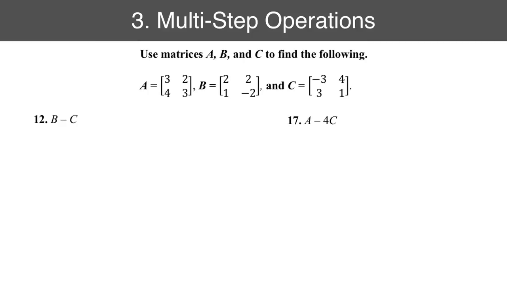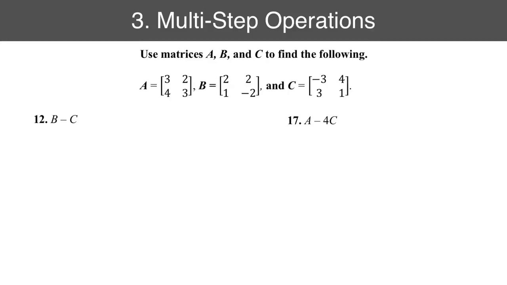The third and final thing in this section is multi-step operations. What they're going to do now is take the adding and subtracting and the scalar multiplication we just did in the last two parts, and put them all together with different matrices.